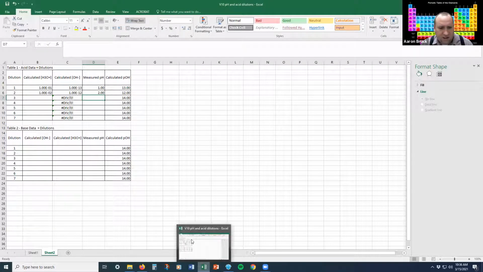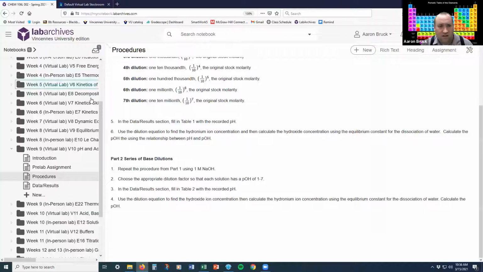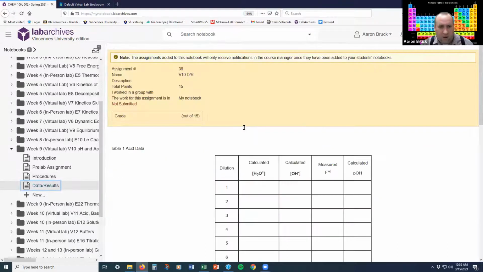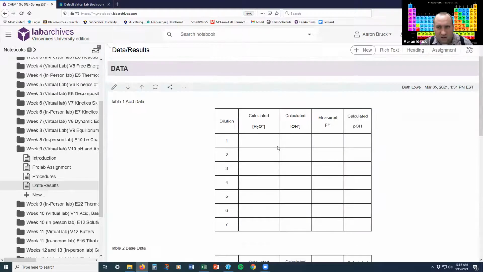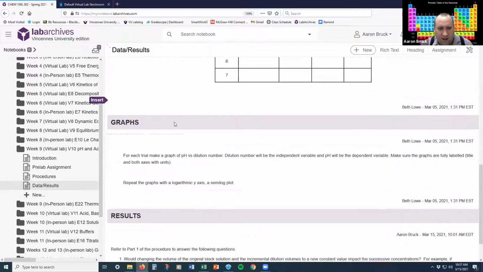So that's the first part of this. And again, relatively straightforward and easy. Probably won't take you more than 20-30 minutes to do and collect everything. And so make those tables in Excel. You can copy and paste them back in.